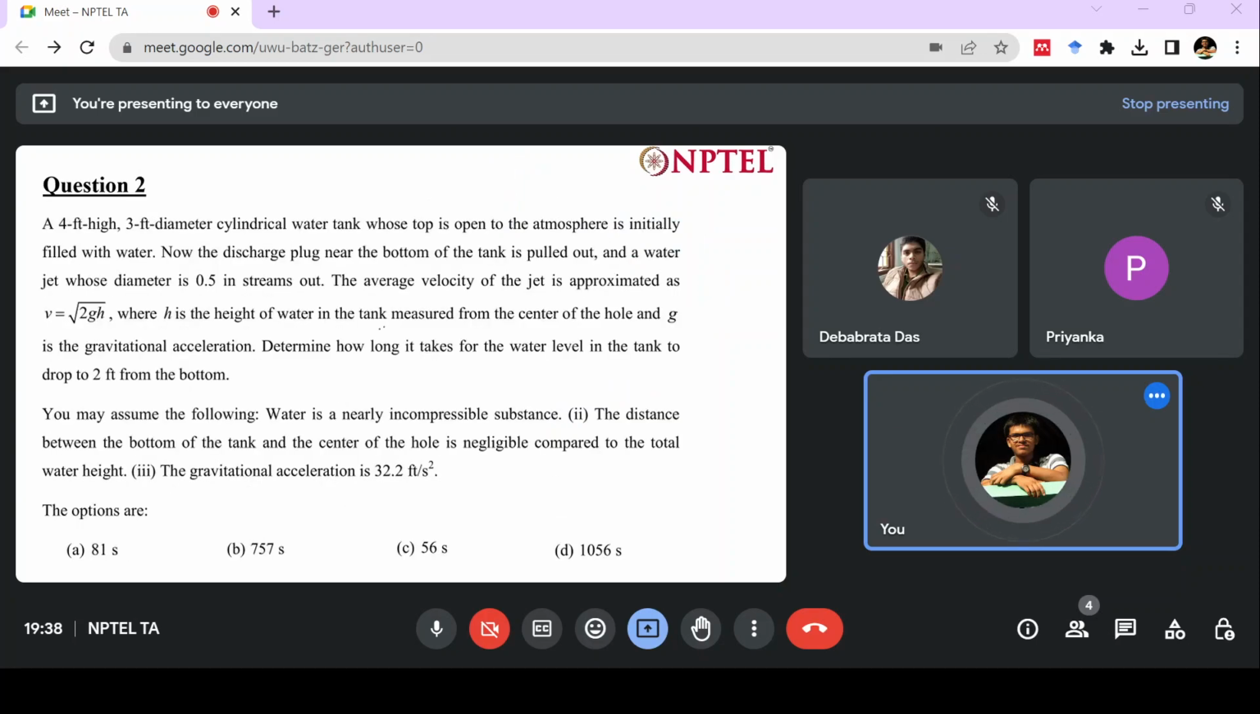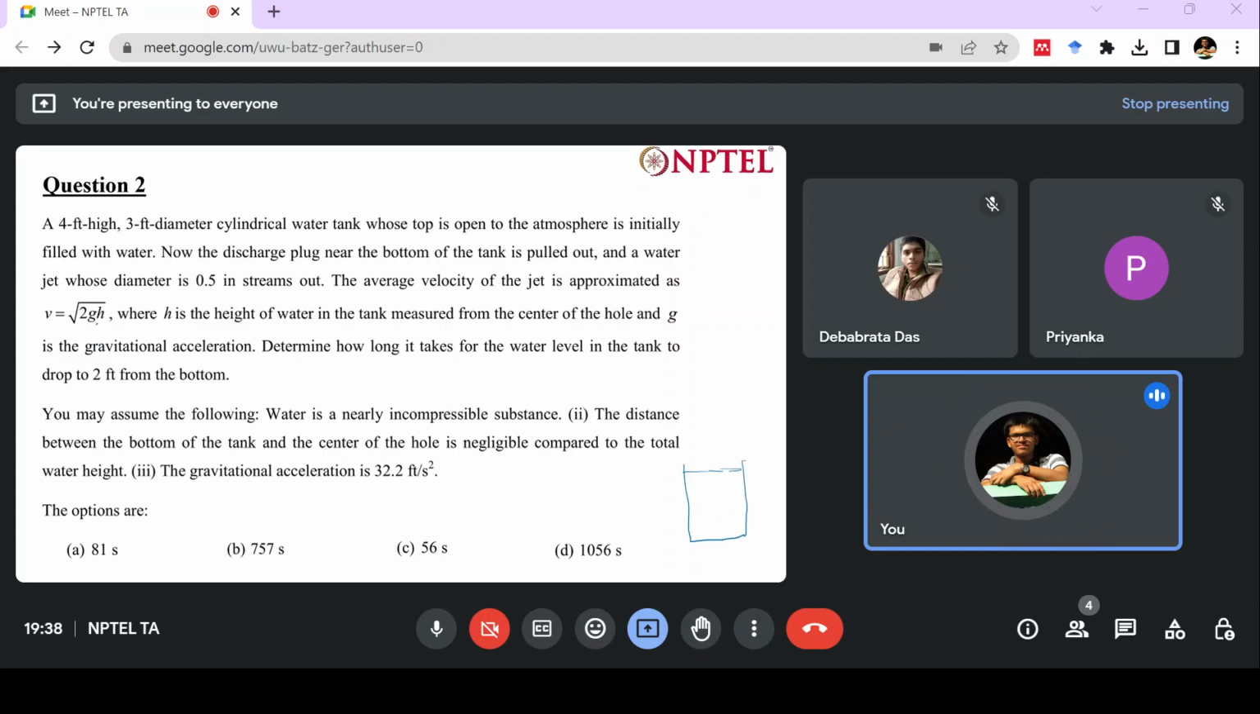Alright, let's see our second problem. So here is a numerical problem. It's given a 4 feet high and 3 feet diameter cylindrical water tank, and it's open to atmosphere. So you can draw this: a water tank is there, its height is 4 feet and diameter is 3 feet. And a discharge plug near the bottom is pulled out, and the water jet diameter is 0.5 inch.